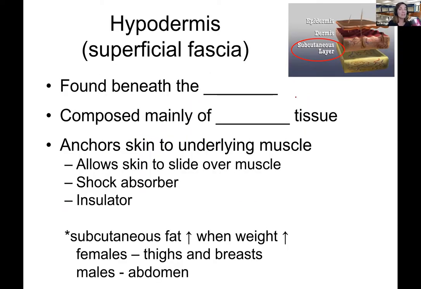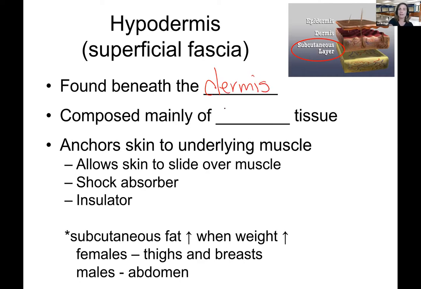Now, the last layer of our skin that I'll walk you through is the hypodermis. Again, some books don't even consider this as part of your skin. They say it is subcutaneous, that it's under your skin. So your skin is basically just the epidermis and the dermis, and this layer of fat down here is not really part of your skin. Your book classifies this layer as the hypodermis. So it is found beneath the dermis.